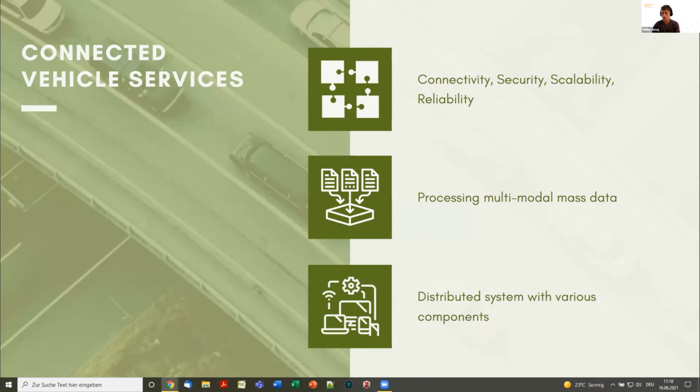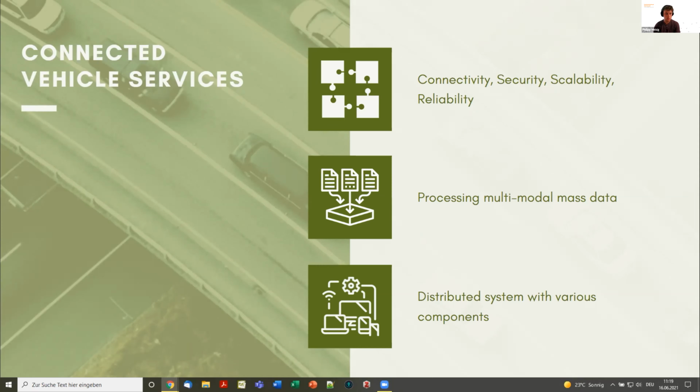Connected vehicle services are deployed within the cloud, and they operate in a safety critical and time sensitive environment with changing conditions. So when you design such a service working for a lot of vehicles and a variety of vehicles, you have to design it with some specific aspects in mind. So you have to design it with connectivity in mind, with security for sure, but also with scalability and reliability. For example, you could use a microservice architecture to foster scalability. And also you have to have in mind that you have to process a lot of multimodal mass data stemming from the sensors, but also from other data sources.